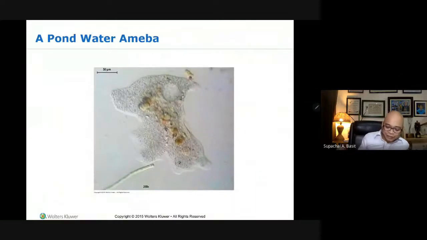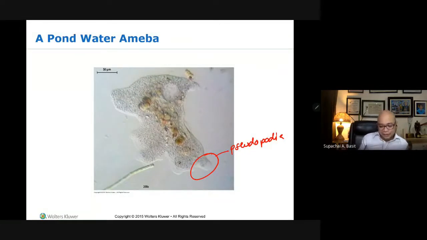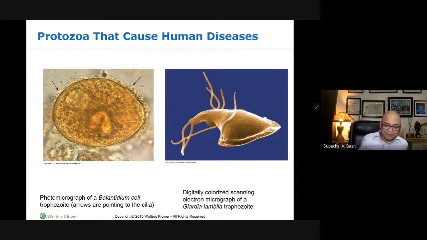This is an example of amoeba, and this is the pseudopodia. Pseudopodia are not really feet; they are called false feet. It merely moves by means of cytoplasmic extension. This is Balantidium coli, and this is how cilia look like, small hair-like projections. And this is Giardia lamblia, and these are the different flagella of Giardia lamblia.